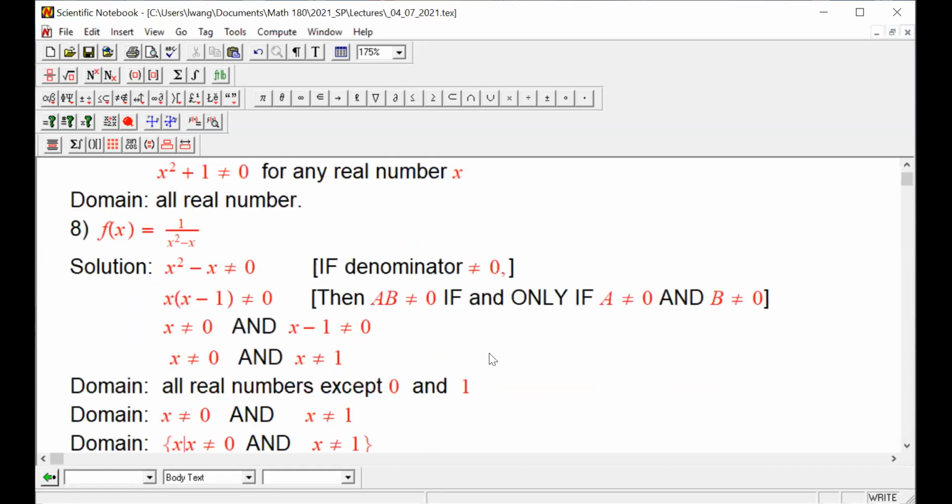So that covers number 6 and 8. Next we're going to look at 11 and 13. These questions are a little bit more interesting. So let's look at number 11 and 13.